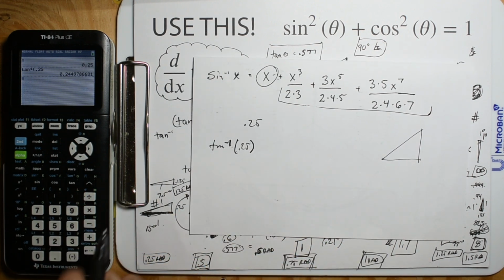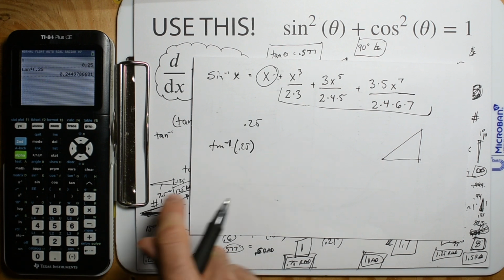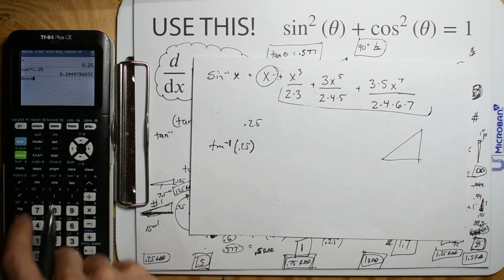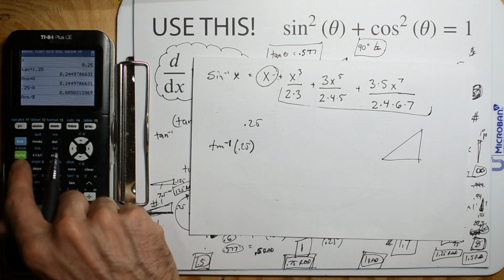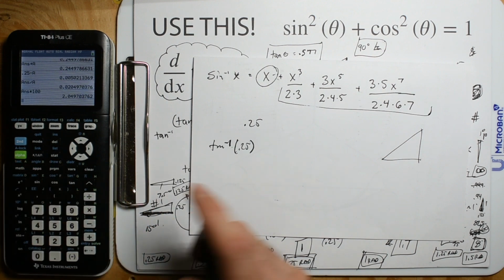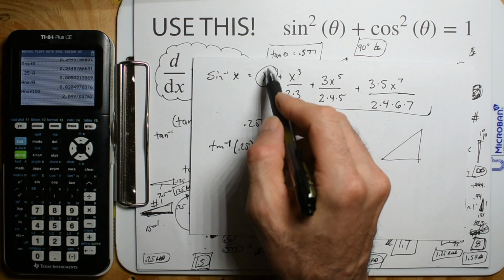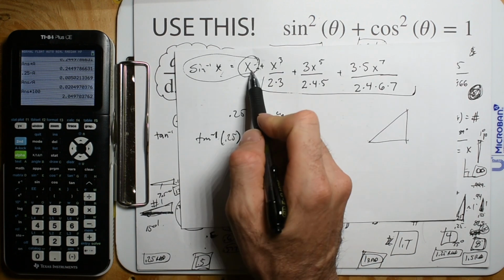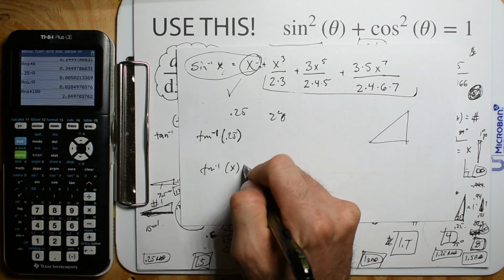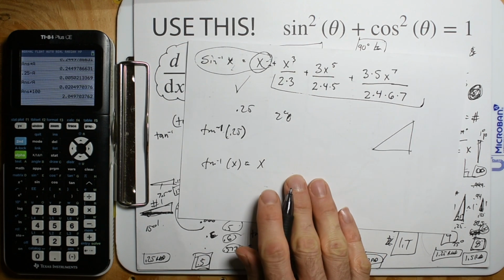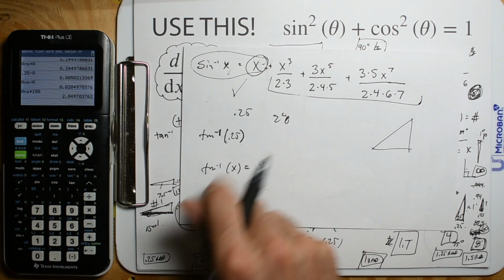So let's see what our error is here. If we're just saying it's, we're going to store that as alpha a. So we're going to have 0.25 minus alpha a divided by alpha a times 100%. And this is a 2% error. So just saying that inverse tangent of x is x gets us pretty close.